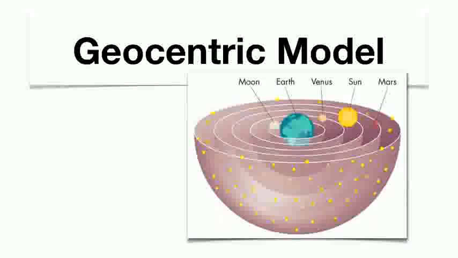Well, it wasn't until about Copernicus came around, and Copernicus proposed the heliocentric model, which is the model that we use today. Helio means sun, centric means center, sun-centered model. And that's obviously the model that we are talking about right now.